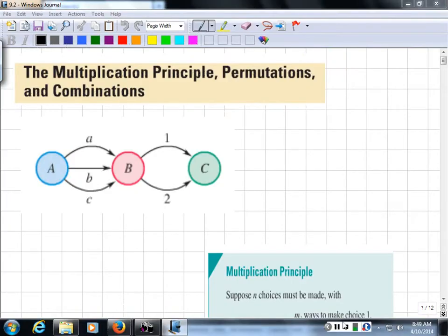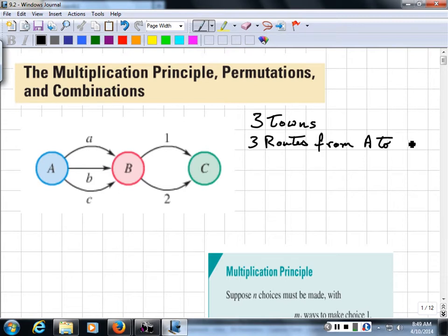What this diagram represents are three towns. We have town A, town B, and town C. And there are three routes from A to B. And there are two routes from B to C. How many possible ways are there to go from A to C?